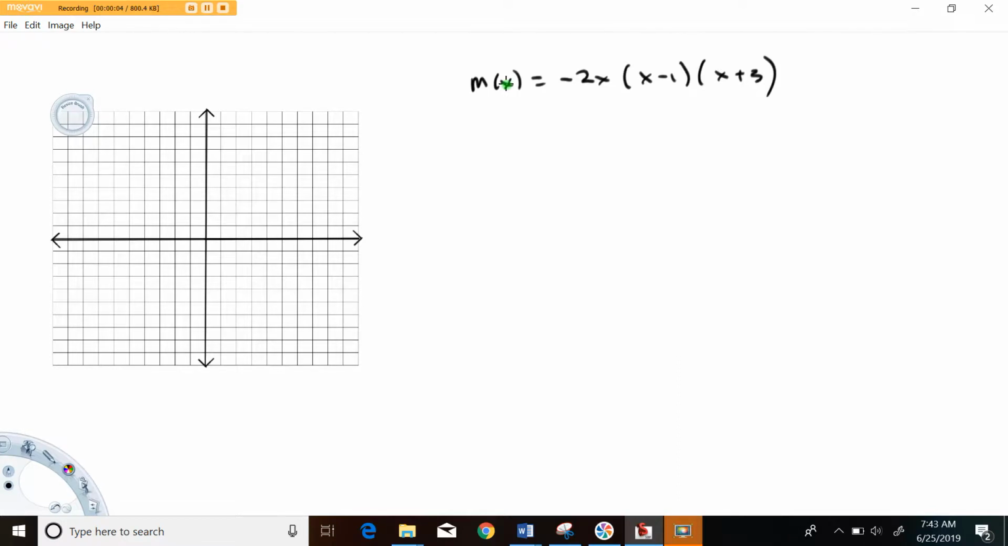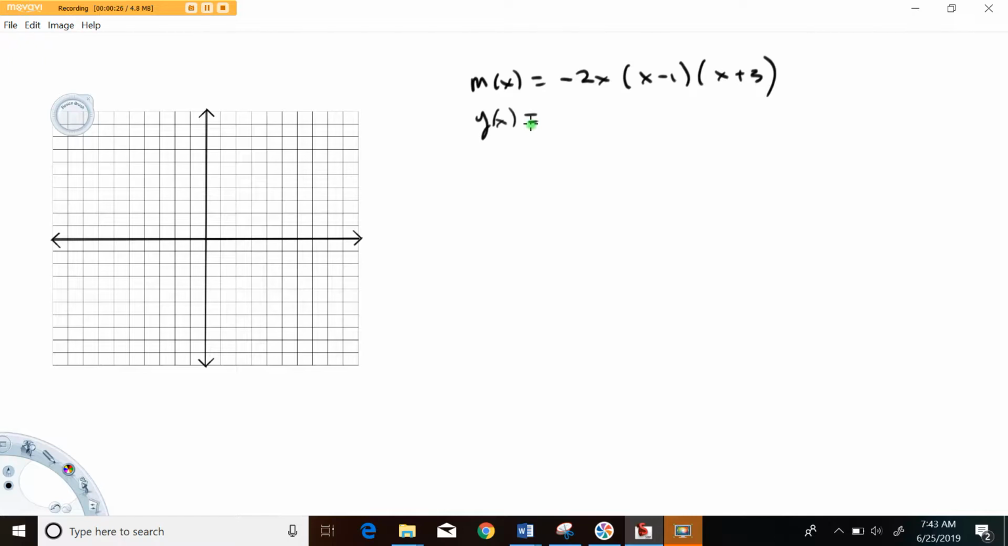Making this video here to provide another example of sketching polynomial functions. So what we're going to do is take a look at this function here, m of x equals minus 2x times the quantity x minus 1 times x plus 3. Now, what you call this on the left doesn't matter. M of x, h of x, g of x, these are just other names for y on this graph here.